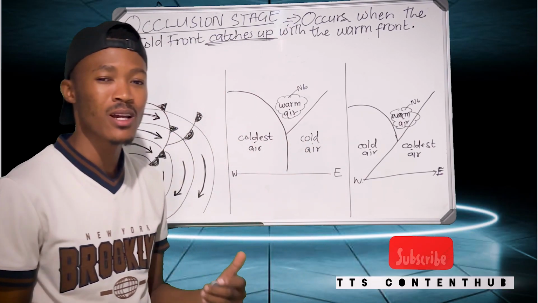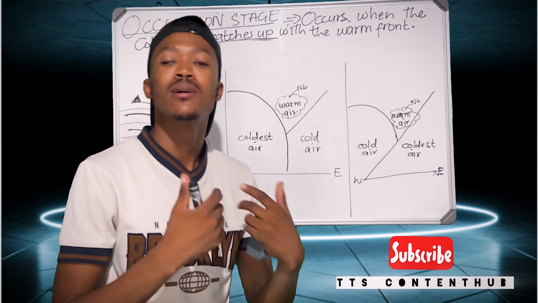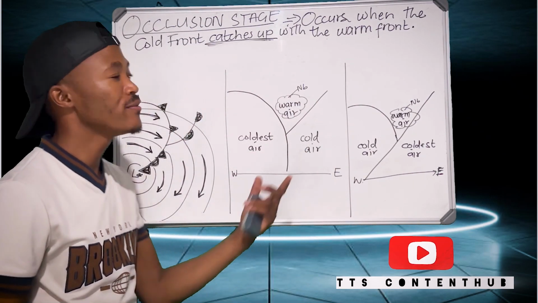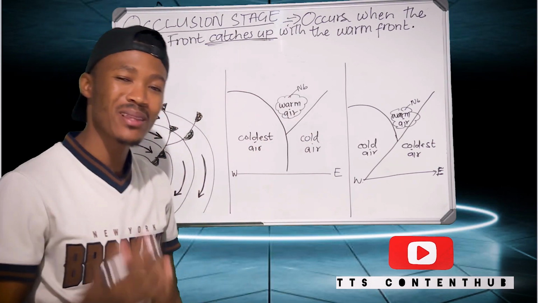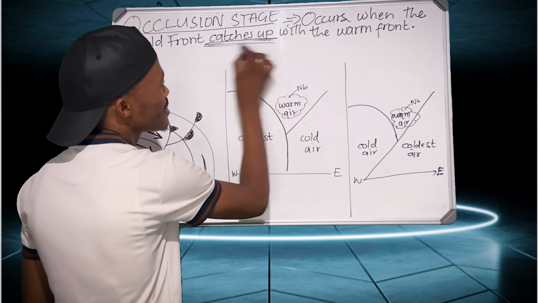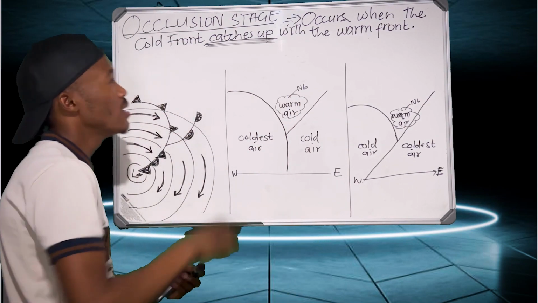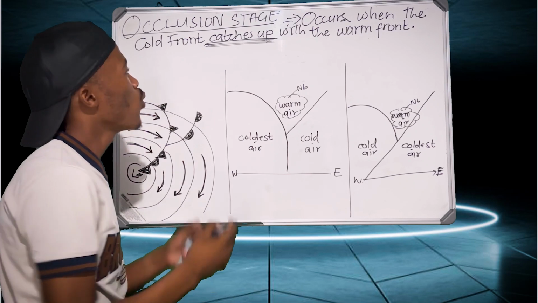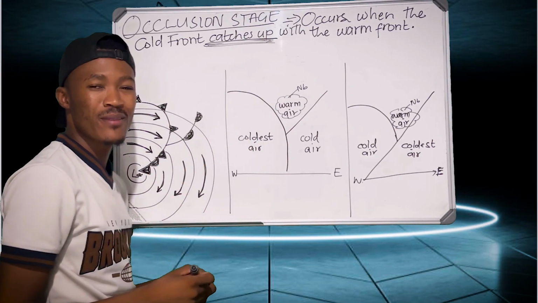Our occlusion stage occurs right after the mature stage, and it occurs when the cold front starts to catch up with the warm front. The key term that is important for you to understand and remember is that it catches up with the warm front. The cold front catches up with the warm front. Now, why does the cold front catch up with the warm front?